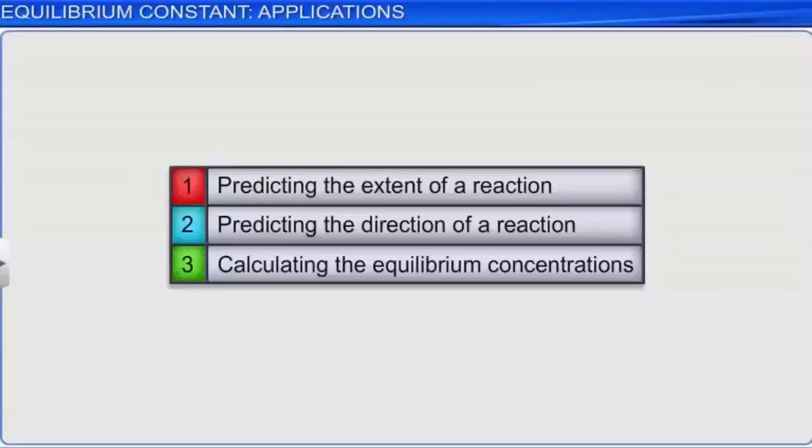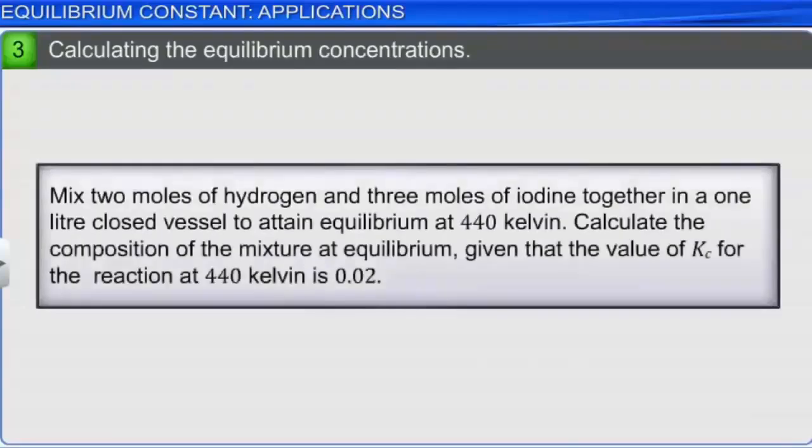Let us now look at how the equilibrium constant helps in calculating equilibrium concentrations. For this, let's consider a problem. Mix 2 moles of hydrogen and 3 moles of iodine together in a 1-liter closed vessel. It attains equilibrium at 440 Kelvin. Calculate the composition of the mixture at equilibrium, given that the value of Kc for the reaction at 440 Kelvin is 0.02.